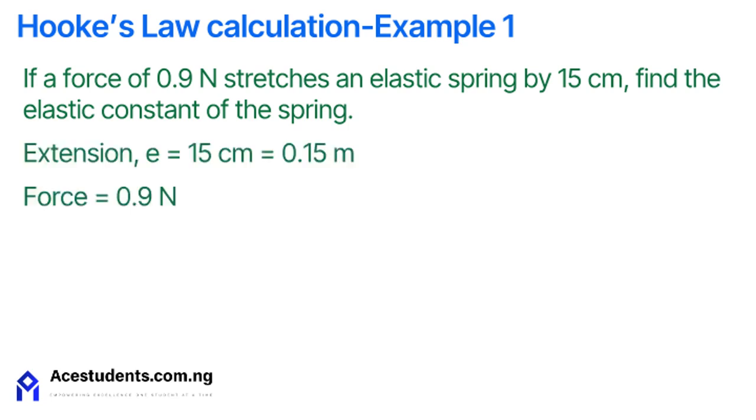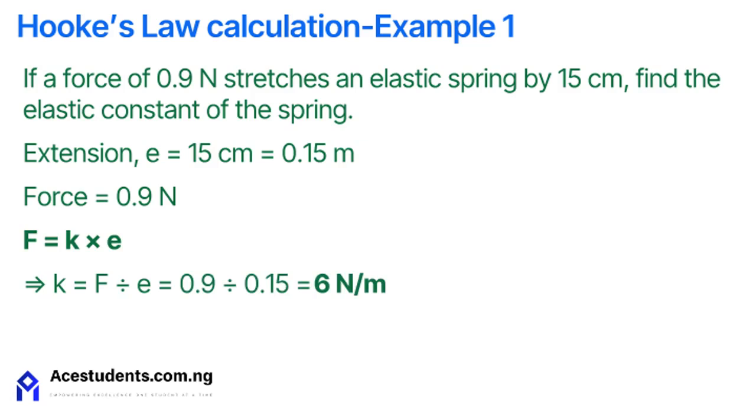Convert the extension to meters. That is 0.15 meters. Our force is equal to 0.9 newton. Using Hooke's law, force equals spring constant times extension. Rearrange the formula to get spring constant equals force divided by extension. 0.9 divided by 0.15 equals 6 newtons per meter.